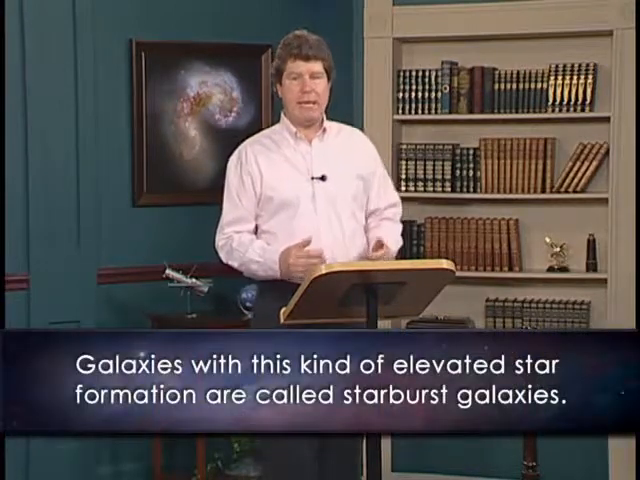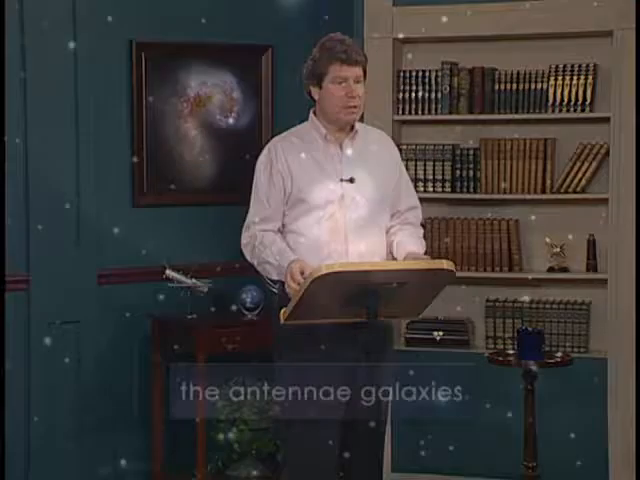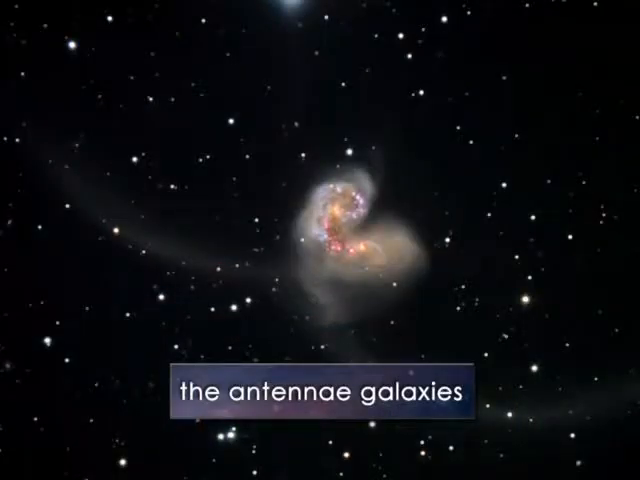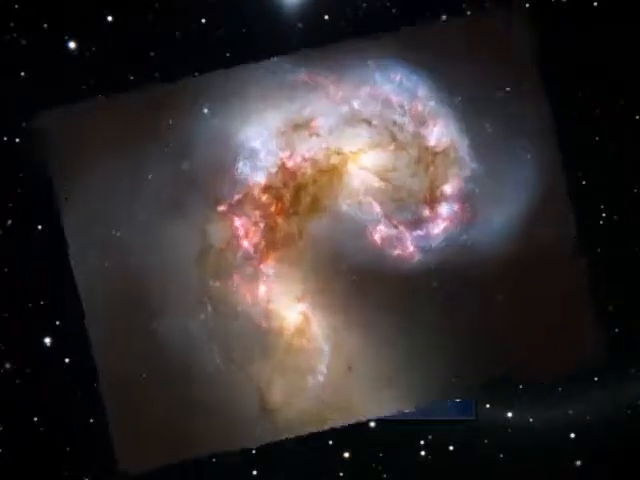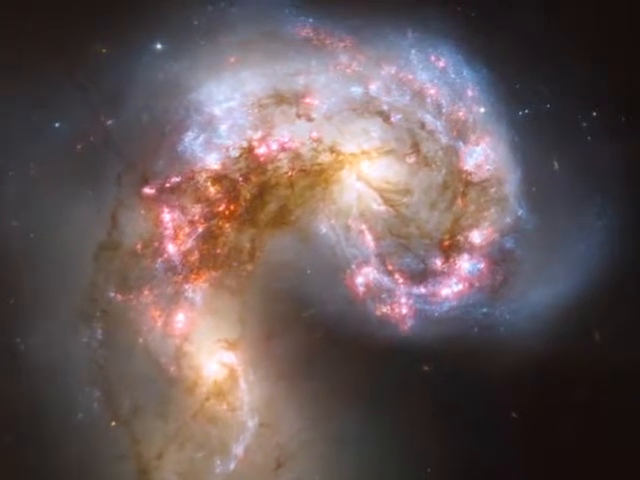Galaxies with this kind of elevated star formation are called starburst galaxies, because the episode of elevated starbirth is usually quite short-lived. After about 100 million years, all the gas is used up or is blown out of the galaxy, so starbirth shuts down. Perhaps the most famous example of a starburst is the pair of colliding galaxies called the Antennae. And when the Hubble telescope zooms into the central regions, the image is shot through with the signatures of very high rates of star birth.